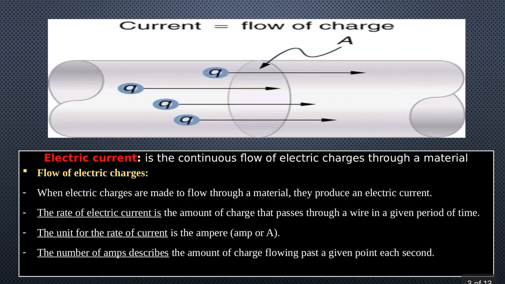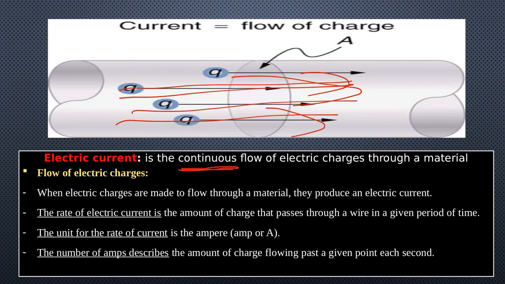Here, this is a cut, a section in the wire. It contains electric charges inside. The movement of these electric charges is the flow of charges. So the electric current is the continuous flow. Take care of the continuous flow of electric charges through a material. As these charges are moving through the material, what happens? This is called the electric current. So the electric current is the continuous flow of electric charges through a material.